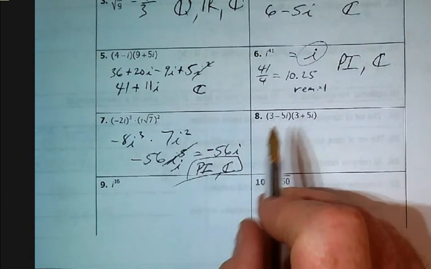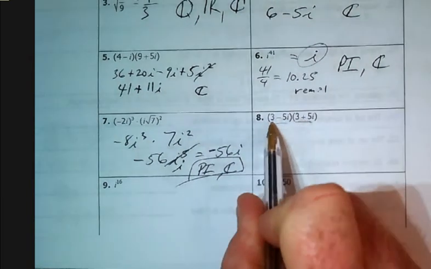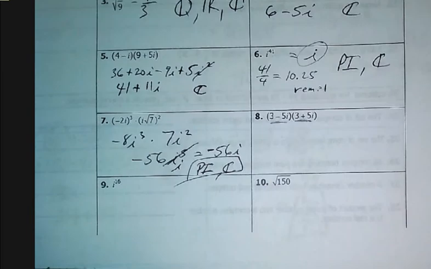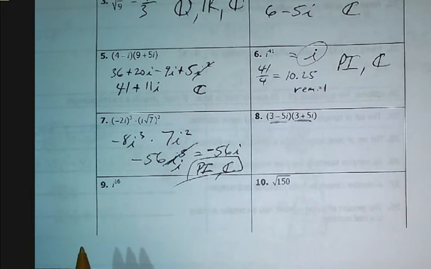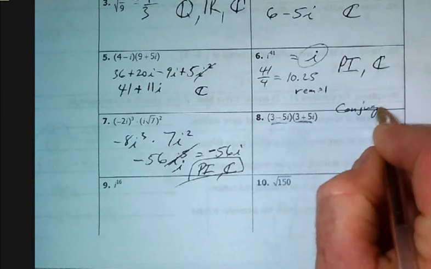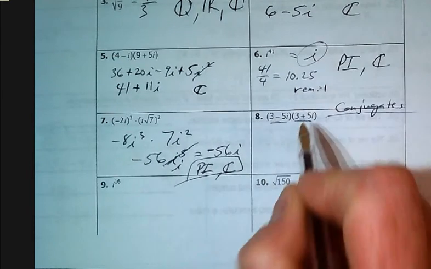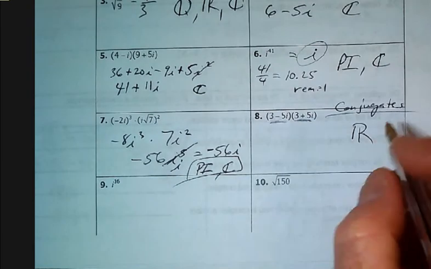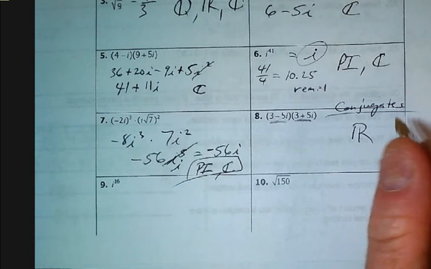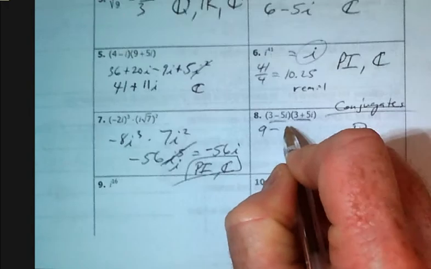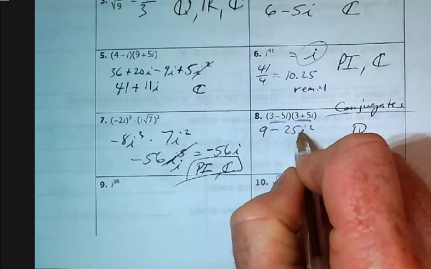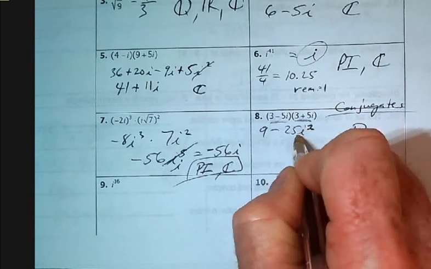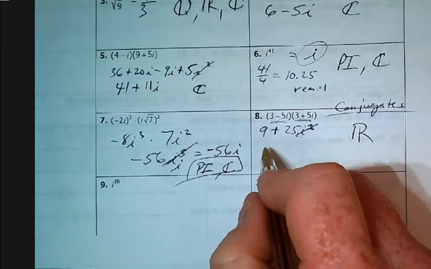Alright, number 8. What do we have here? What do you call these numbers? Starts with a C. C-O-N, conjugate. So these are conjugates. Now, whenever we multiply conjugates, we get a real answer. So I know automatically it's going to be real. Now, it may be some other things too, so let's see. 9 minus 25i squared. What do we do? Change the sign, cancel the i squared. 34.